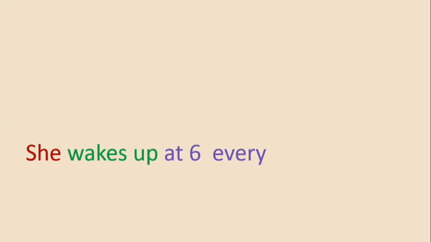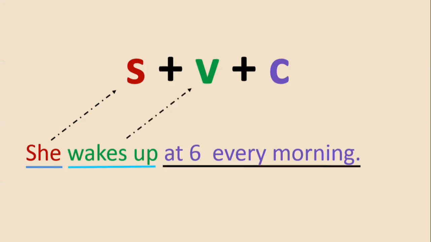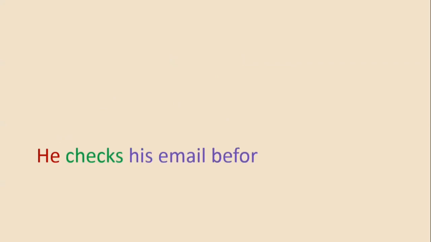Let's look at this example. She wakes up at 6 every morning. Okay, let's analyze it according to the structure. What is she? It is subject. What is wakes up? It is verb. And what is the rest? It is complement. The next example, he checks his email before starting work.